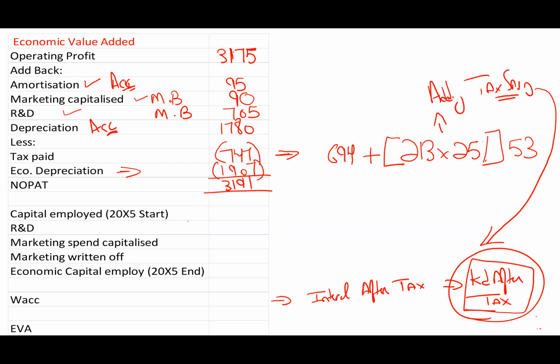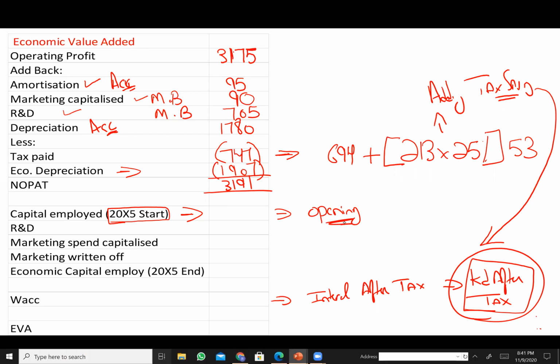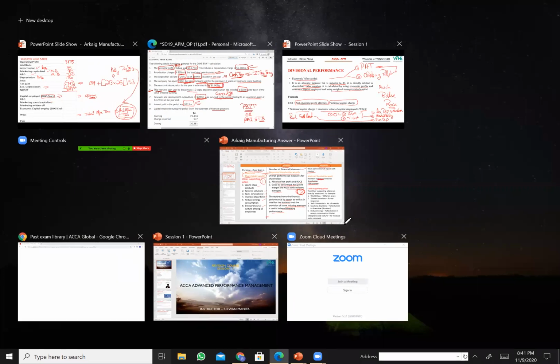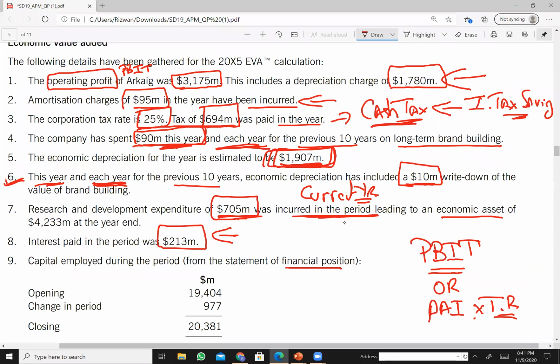Okay, let's start calculating the capital employed. Remember, by default, we always take the start of the year figure, that is the opening figure. If nothing is mentioned, we take opening capital employed. So how much is opening capital employed? Going back to the question quickly will tell us the opening capital employed is 19404.